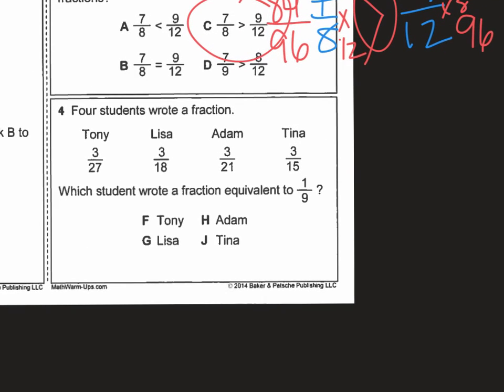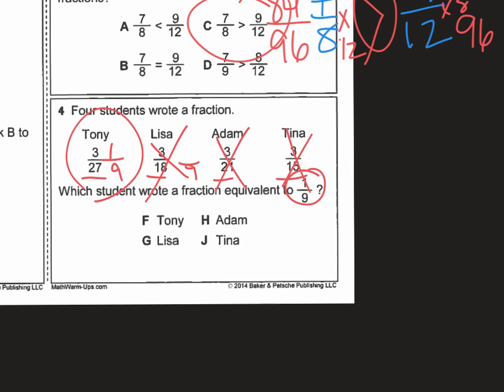We look at number 4. 4 students wrote a fraction. Which student wrote a fraction equivalent to 1/9? So in this case, what I'm going to do is look at the denominators and see what I need to do to convert it into a 9. So to make this a 9, I need to divide it by 3. So 3 divided by 3 is 1. 18, to make that a 9, I divide by 2, which 3 divided by 2, I can't even do that. 21, there's nothing I can do to it to make a 9, so it can't be that. 15, I can't do anything to it to make a 9. So the correct student here is Tony.